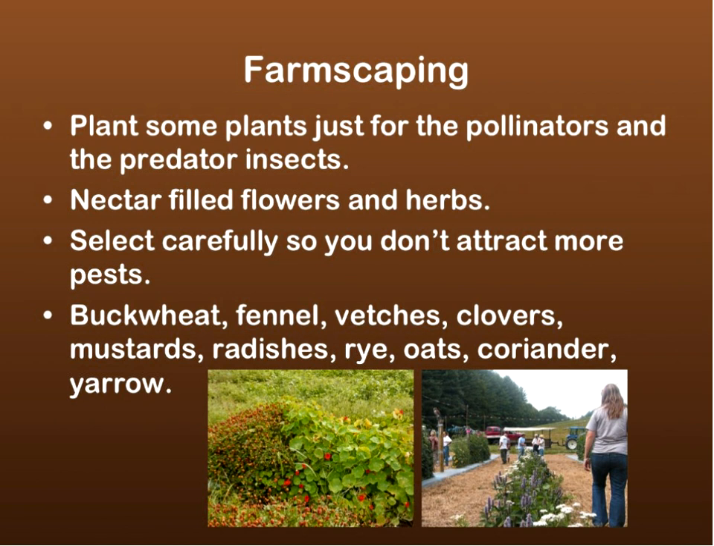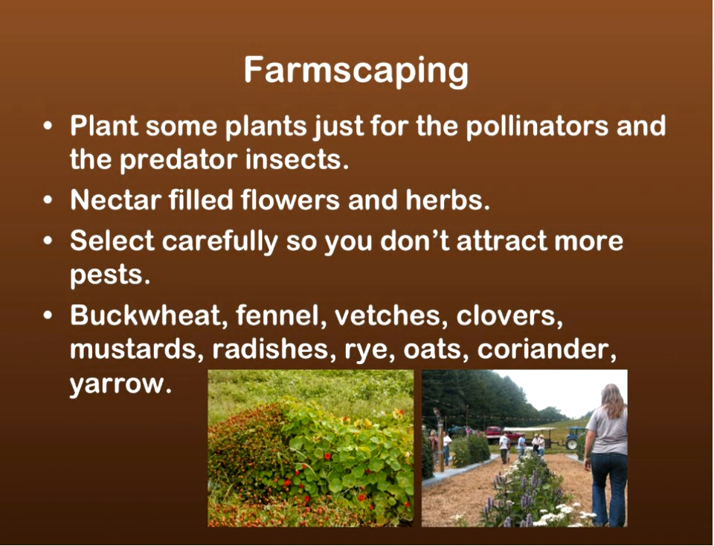So to encourage these good insects to be there, we use a practice that we call farmscaping, and this is actually something now that we're researching on a farm scale, as you can see in that picture on the right. And that's providing plants to provide homes for our pollinators and our predator insects. So they're usually flowers and herbs, so they make an organic garden look very beautiful. And you do have to be a little careful that you don't attract more pests.